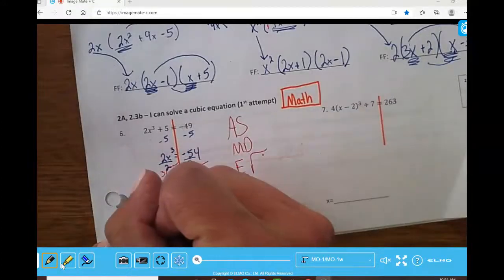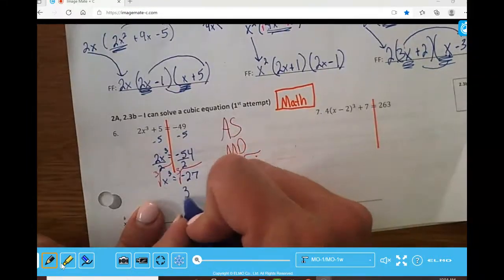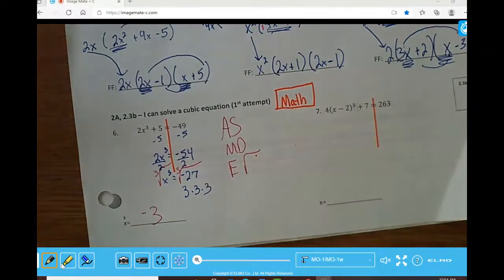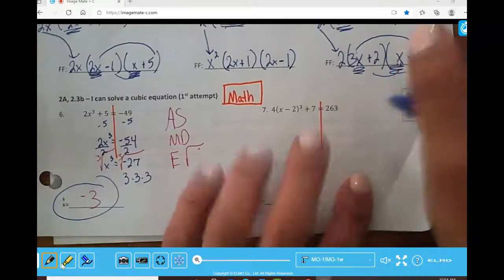And this is where my answer will only be negative 3, because 3, if I try to cube 3 times 3 times 3, I actually get a positive 27 when I need a negative 27, so there is just one answer. All right, next one, addition, subtraction.